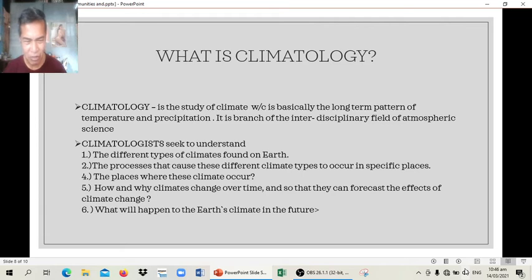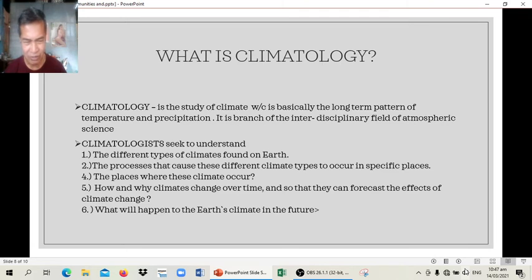malamig. So, the next, of course, number 5, how and why climates change over time. Bakit nagbabago sa mahabang panahon so that they can forecast the effects of climate change. Bakit nagbabago? Ngayon, unti-unti pong umiinit ang ating panahon. That's why climate change is a problem. At tayo ang isa sa naapektuhan. Several years back, ang isang epekto ng climate change is the Yolanda. So, why does it happen? And how did it happen?